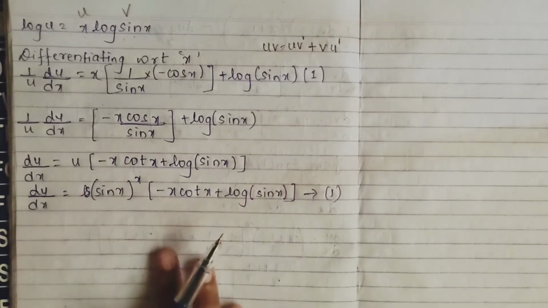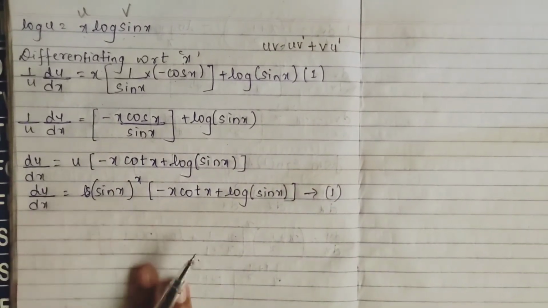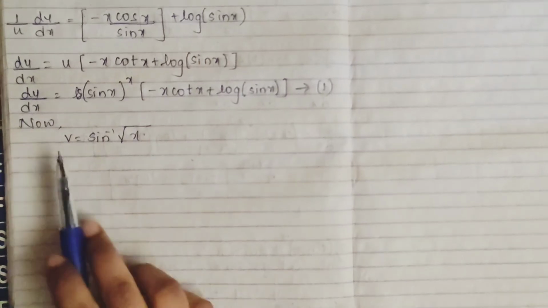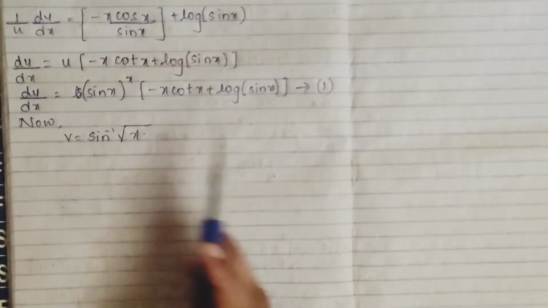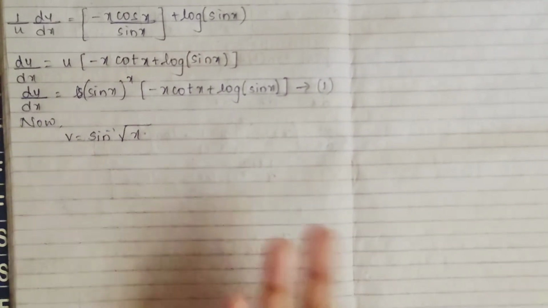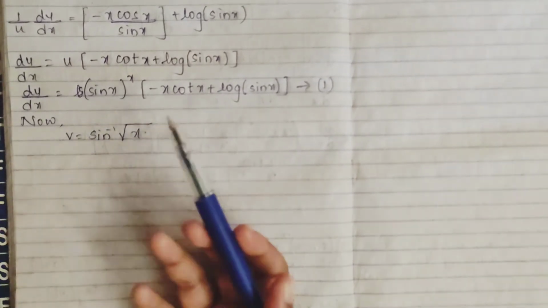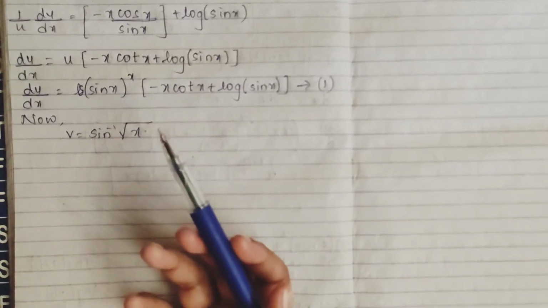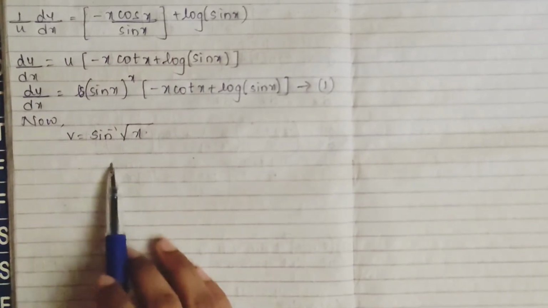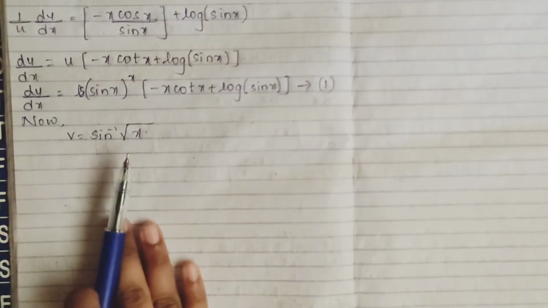Now same way we will do forward for v. Okay. Here v, you see, v is equal to sin inverse of root x. So in this case, no need of applying log. Why? Because directly I can differentiate. Sin inverse differentiation we know only, right? 1 by root of 1 minus x square. So in this case, no need of applying log. Directly we will find out our dv by dx.